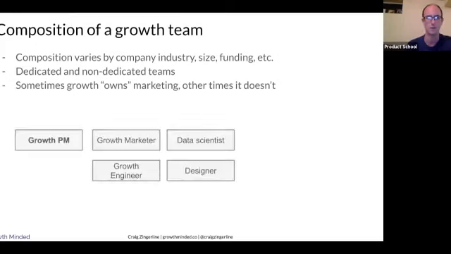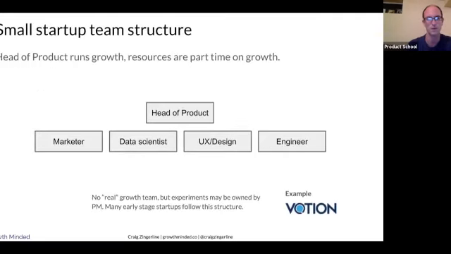Oftentimes you don't, but you never know. I already showed that. So here's an example of a small startup team structure where, let's say the startup raised less than $1 million. Head of product in this case will run growth, and the resources are going to be part-time. In this case, there's really no real growth team. Experiments are going to be owned by the PM.